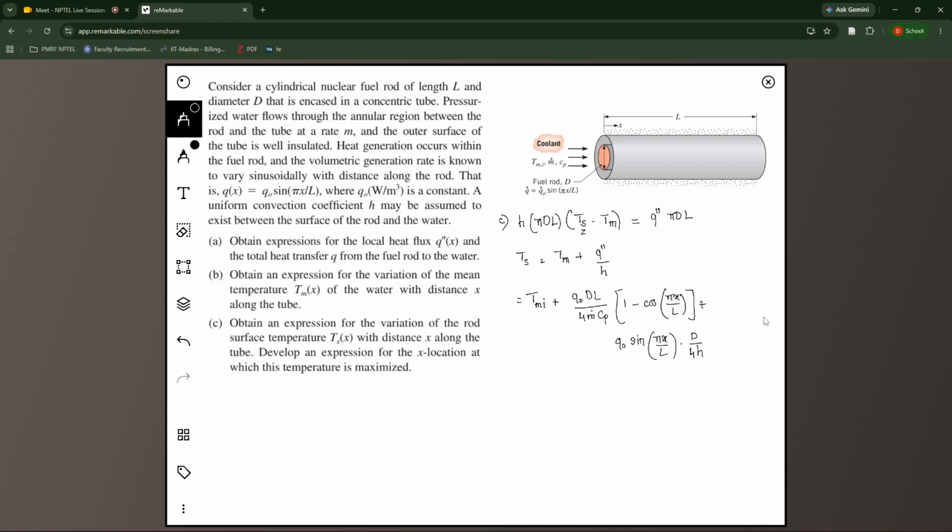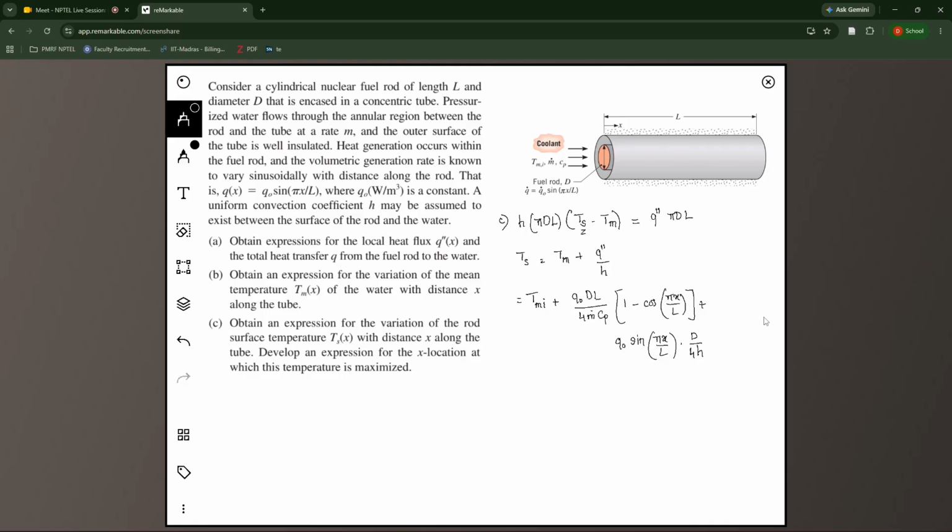so this is a straightforward one. It's basically substituting the value of Tm that we already got from the previous expression into this equation. So there is nothing much difficult in that. Qw prime you already have the expression, Tm we already have, so just substitute them back into this equation, the one that we got from A and B, and then we got the first part.